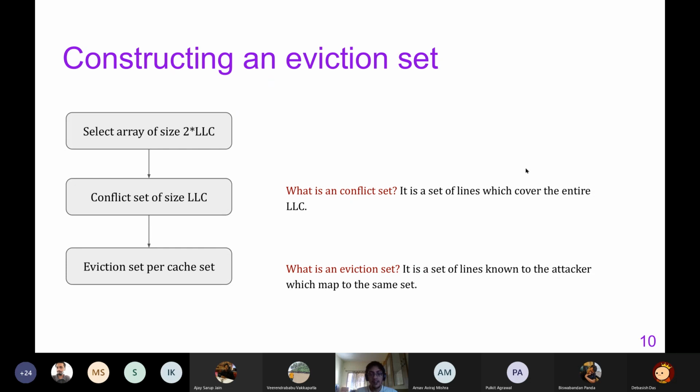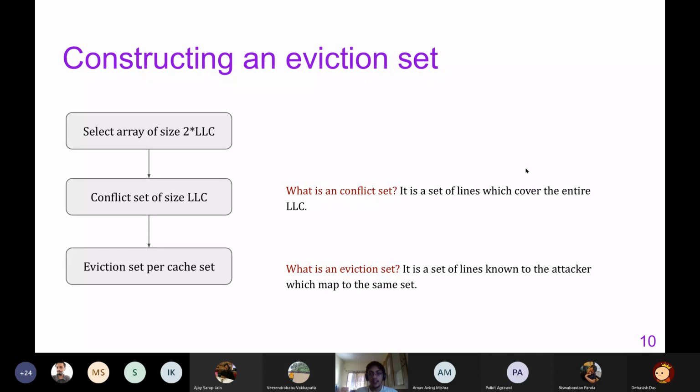So now let's see what an eviction set is and how it is constructed. Initially you take an array of size 2 times the LLC, then you reduce it to a conflict set. A conflict set is basically a set of lines which cover the entire LLC. After converting to a conflict set, you convert the conflict set to an eviction set. The eviction set is a set of lines known to the attacker which map to the same set. So basically you're splitting the conflict set into groups of addresses which map to the same set.